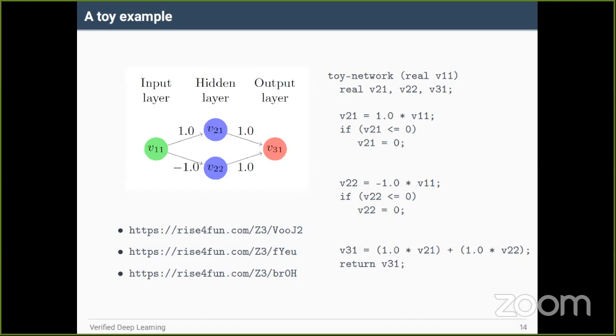Okay, so we'll take a look at this toy example here. We have an input layer, which is V11, and that's the input, and then there is a hidden layer with two neurons, V21 and V22. And then there is an output layer, which is V31. And then there are weights. Suppose the biases are nothing. Okay, so there is no bias.